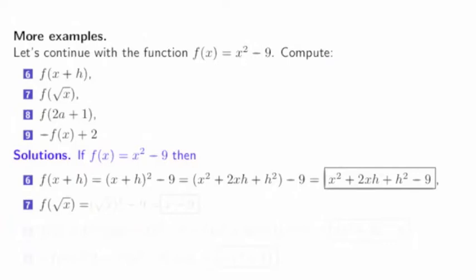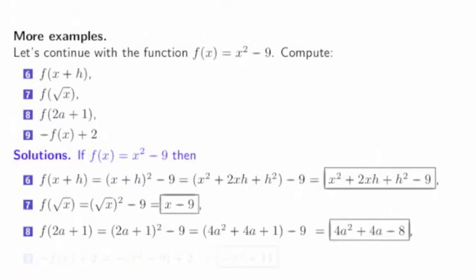What if we drop in the square root of x? We square it and subtract 9 and get x minus 9. If we drop in 2a plus 1, we square 2a plus 1 and subtract 9. Our algebra leads us to this. And finally, what does the expression minus f of x plus 2 mean? It's equal to minus x squared minus 9 plus 2, or minus x squared plus 11.